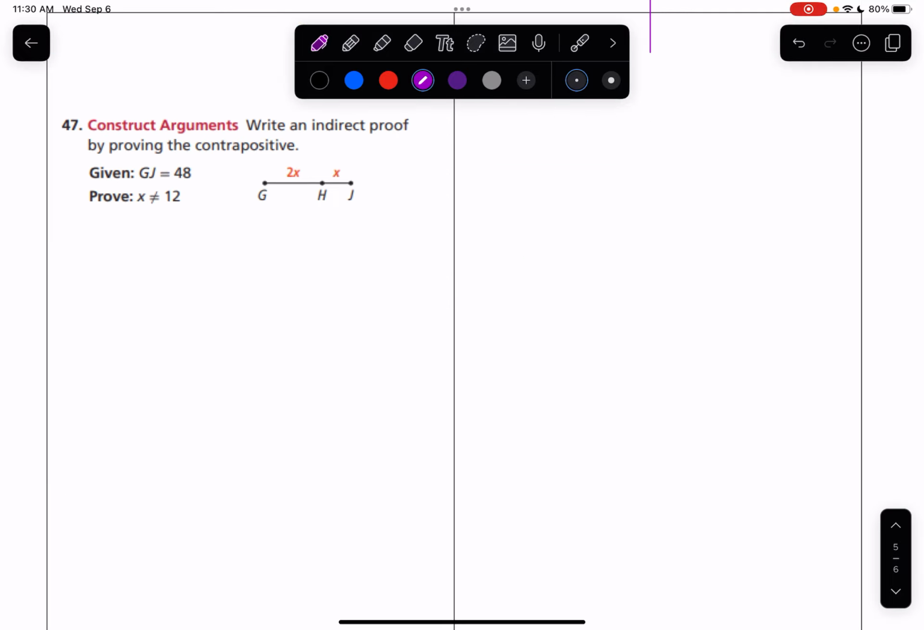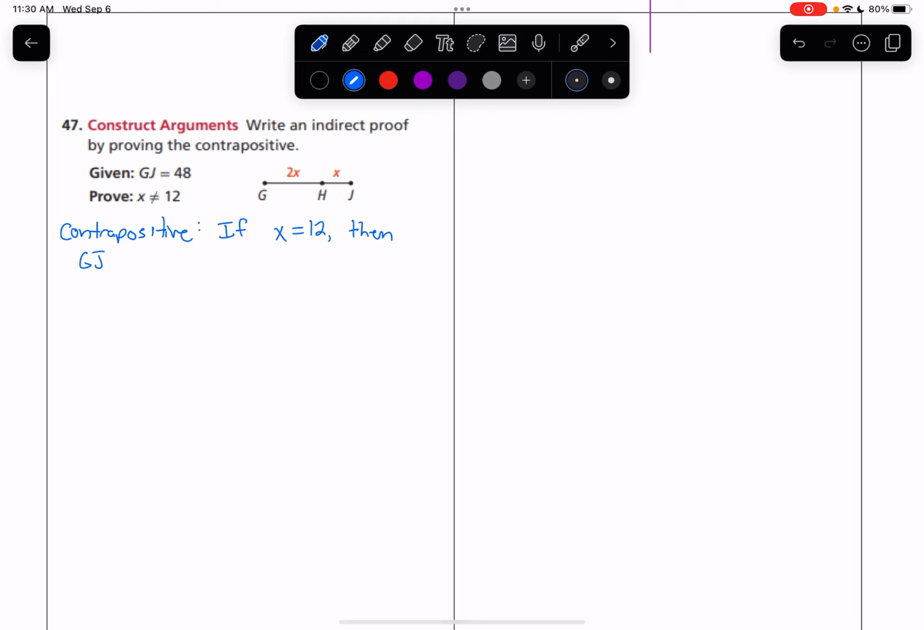Finally, 47, write an indirect proof by proving the contrapositive. So first of all, what is the contrapositive of this statement? We have given and prove. So the contrapositive would be to go backwards. The contrapositive would be if the negation of the conclusion, x is actually equal to 12, then we would use the negation of the hypothesis, GJ is not equal to 48.